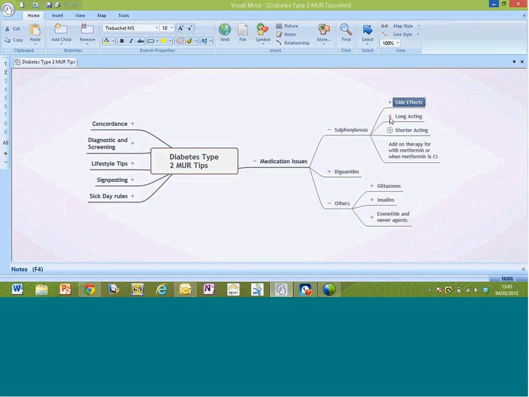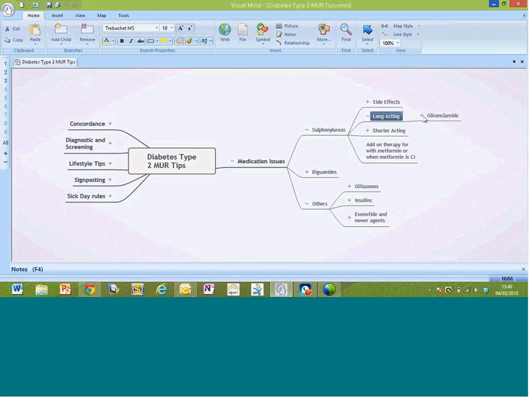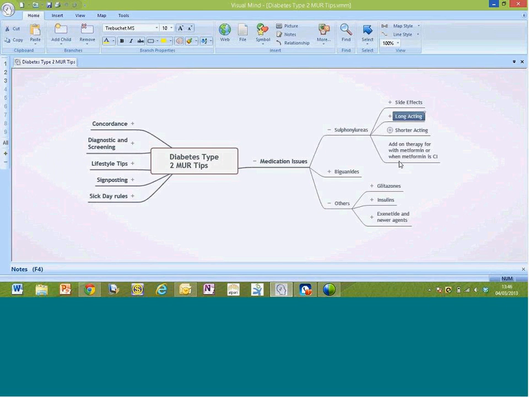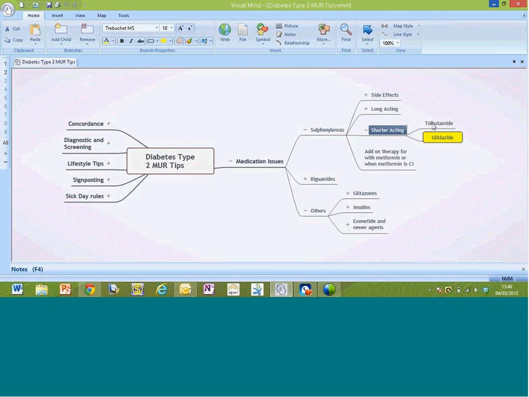Now, the two ones tend to include glibenclamide. Because it's longer acting, we would generally tend to avoid them in the elderly, but I'll be very surprised if you see many patients on glibenclamide anymore. There tends to be a move now towards the short-acting ones, tolbutamide and gliclazide.